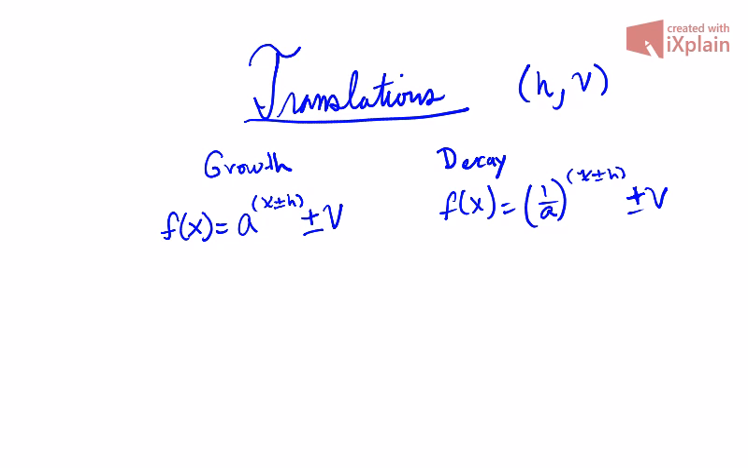So, let's look at this. I've got some examples here, and I'll do some examples in red. If I've got f of x equals a to the x plus 3, and I want to move it down 3 units, what this means is, and I'm going to use blue, because I'm moving it to the left 3 units, this is the horizontal translation, and then this right here is going to be the vertical translation, okay?